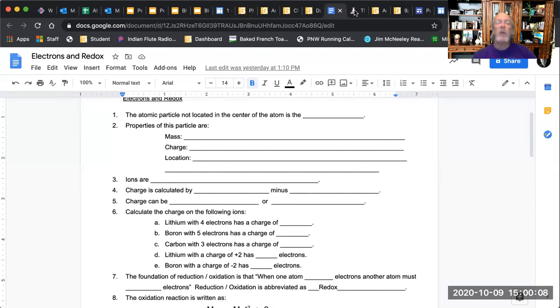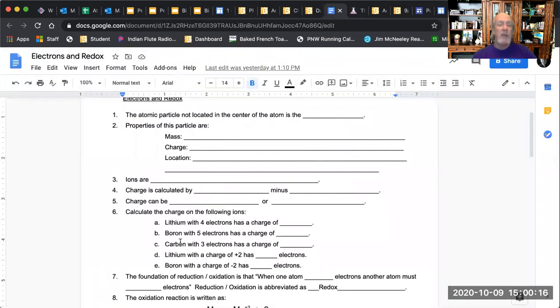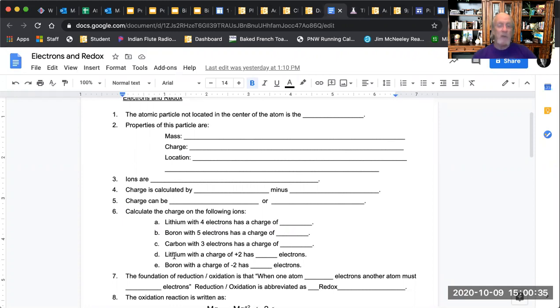Carbon, got to go find carbon over here. So carbon's right up here. It has 6 protons. So that is a charge of, let's see, 6 minus 3 electrons. So 6 minus 3 is +3 is the charge. So it is an ion, has a positive charge. Lithium, well, we just looked that one up. It had 3 protons. It has a charge of +2. Well, let's see. 3 protons minus the number of electrons has to be +2. 3 minus 1 is 2. So it has 1 electron in that case.